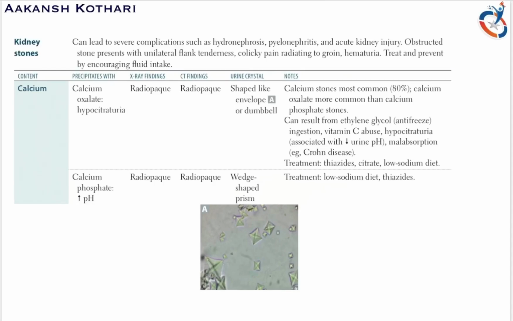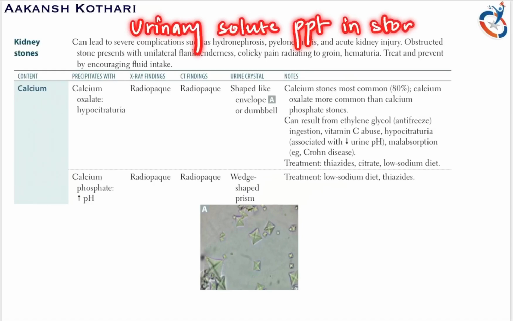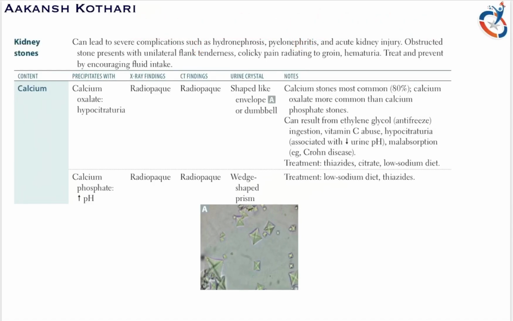Okay, so what are kidney stones? It is the precipitation of urinary solutes into stones in the urinary tract. Is it clear? The risk factors include high concentration of certain substances and low urine output. It can lead to severe complications such as hydronephrosis, pyelonephritis and acute kidney injury.